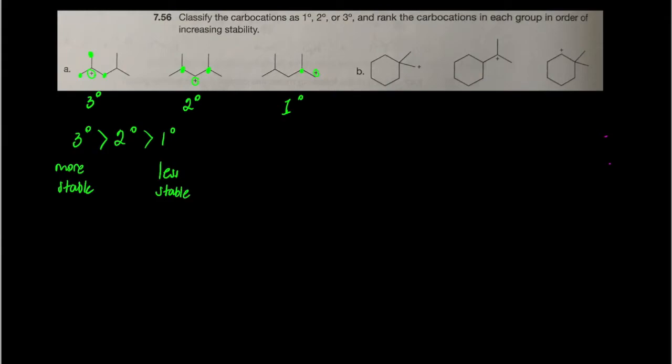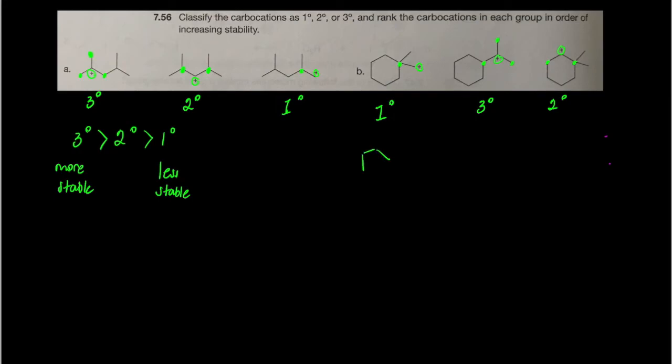All right, and we do the same thing in part B. So again, identify where that positive charge is, and there's only 1 carbon attached to that. So we call this a primary. Here's the positive charge. So we have 1, 2, 3 carbons. So we call that tertiary. Here's a positive charge. There's 1 carbon, 2 carbon. So that's secondary. Okay. So again, we have tertiary is more stable than secondary is more stable than primary.